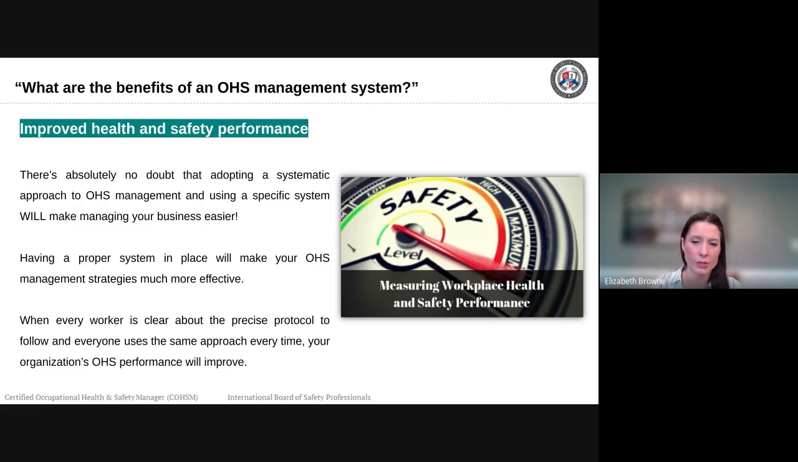It takes a lot of the guesswork out of, am I, as a manager or high level executive in a company, doing the right things? Am I making sure that all of the health and safety hazards are being controlled? Putting a system in place like this that's specific ensures that we're considering all of the elements and hazards that could exist, and that we're able to control those effectively.